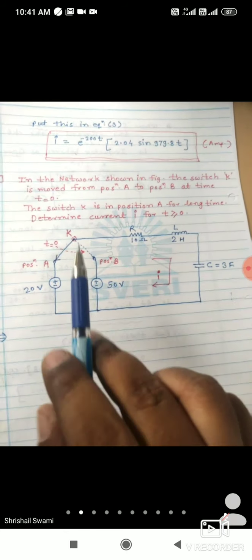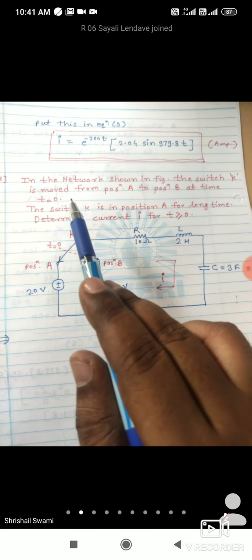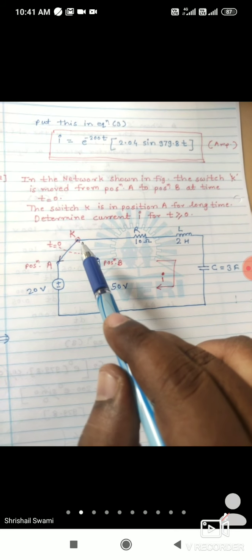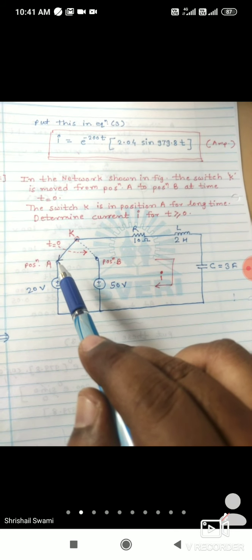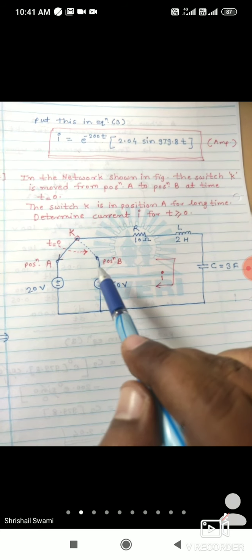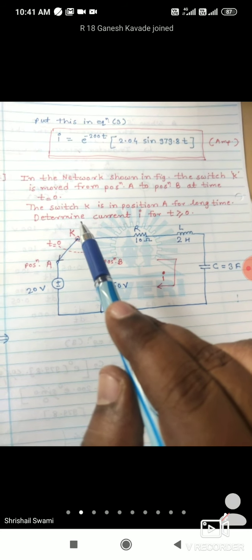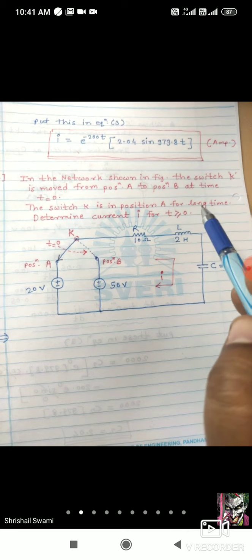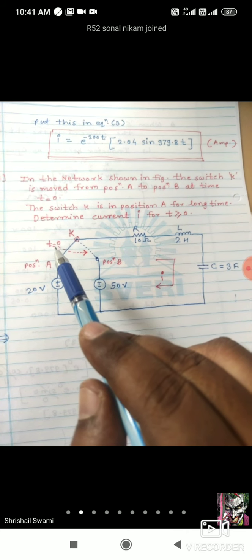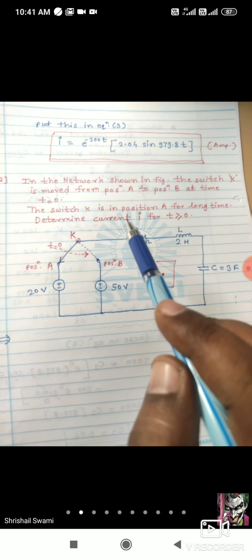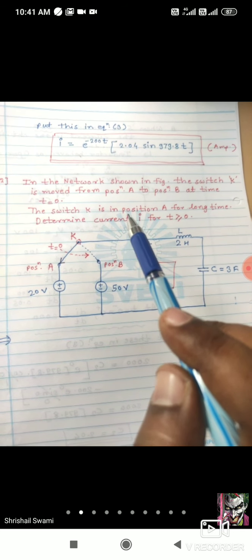In the question, in the network shown in the figure, the switch K is moving from position A to position B at time t equal to 0. Means the switch is at position A previously. The statement is also given: the switch K is in position A for a long time. That means before moving the switch from position A to B, it remained at position A for a long time. This statement is very important to find the final condition or initial condition.